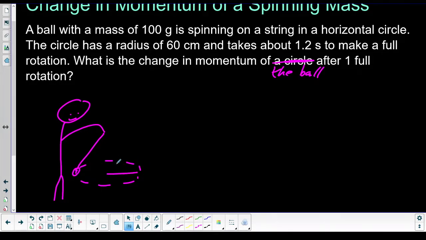The radius of this circle is 60 centimeters. This thing has a mass of, I'm going to put it as 0.1 kilograms. It says 100 grams, but kilograms, because kilograms, meters per second, and all that good stuff. Kilograms is the SI unit, so I like the SI units. I should probably turn this into 0.6 meters then. And then the time, or the period of rotation, one full circle, is 1.2 seconds.